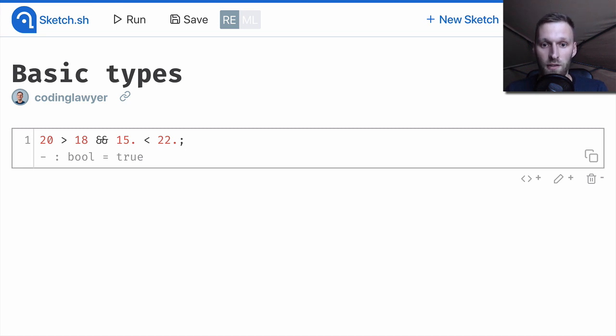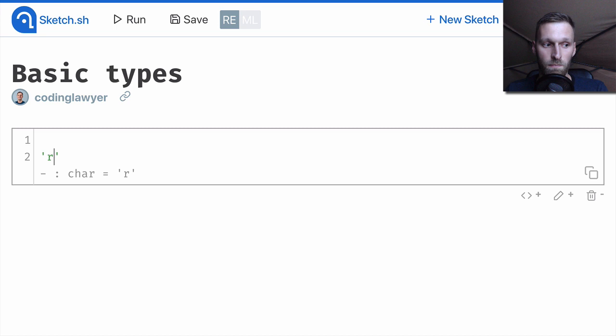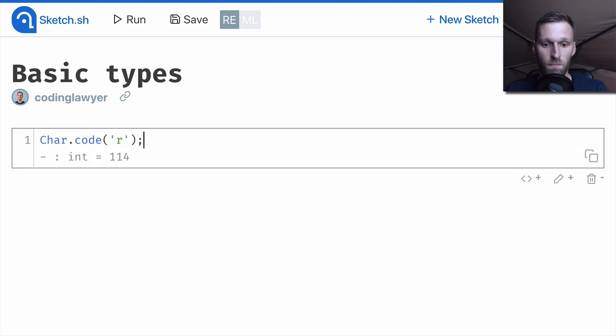Now, let's talk about characters, another Reason basic type. Character literals are written between single quotes. For example, you can also convert them. You can convert a character to an ASCII integer. So here we converted 'r' to the integer 114. And we can also do vice versa. We can convert an ASCII integer to a character. And we got back the character 'r'. And these functions we just used are built into Reason.